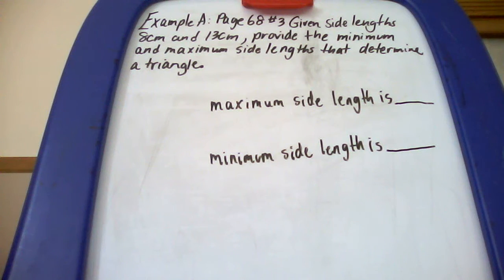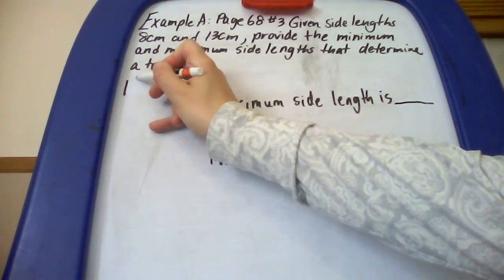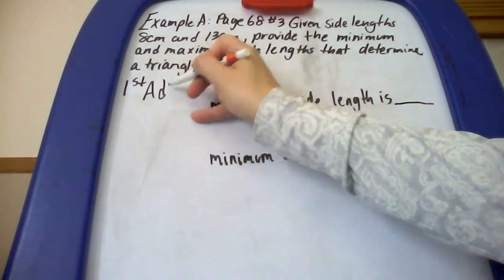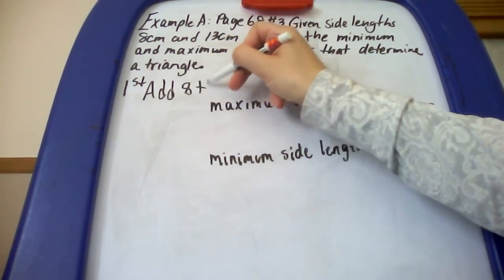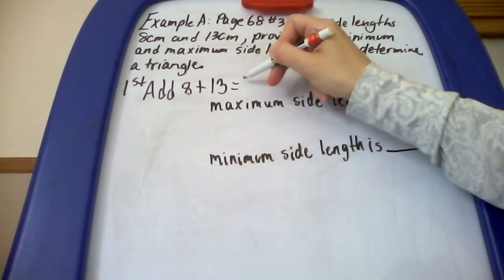So this is an example in your worksheet where I showed you how to get these values. You're going to first go through and add the two numbers together. So you're going to take 8 plus 13 and get 21.